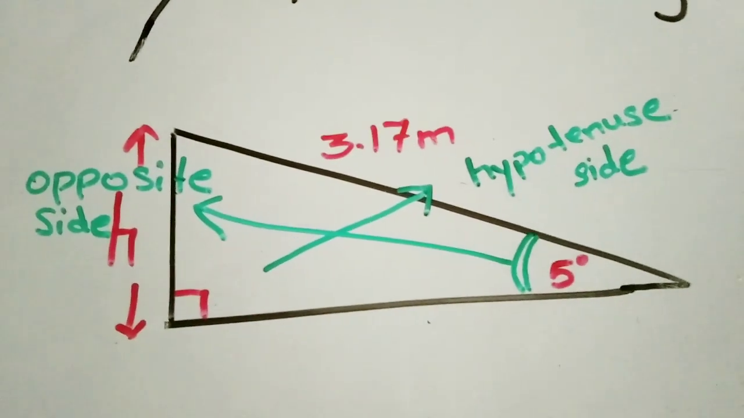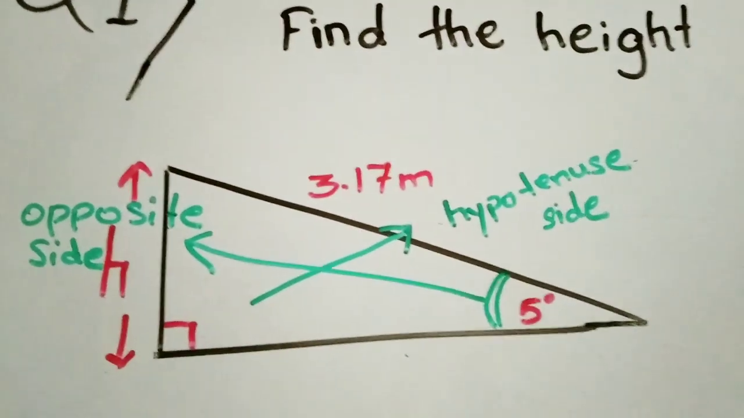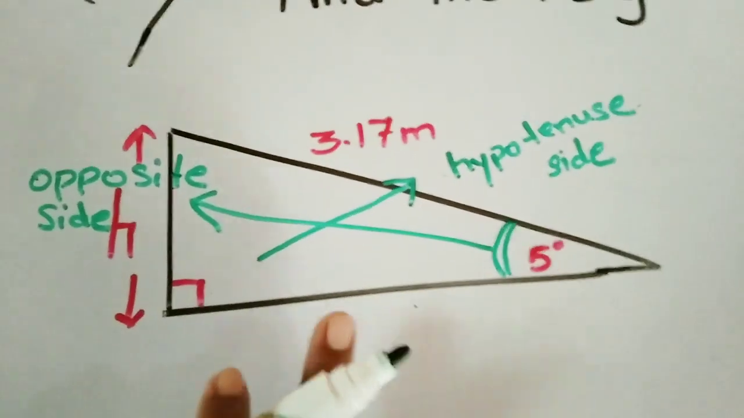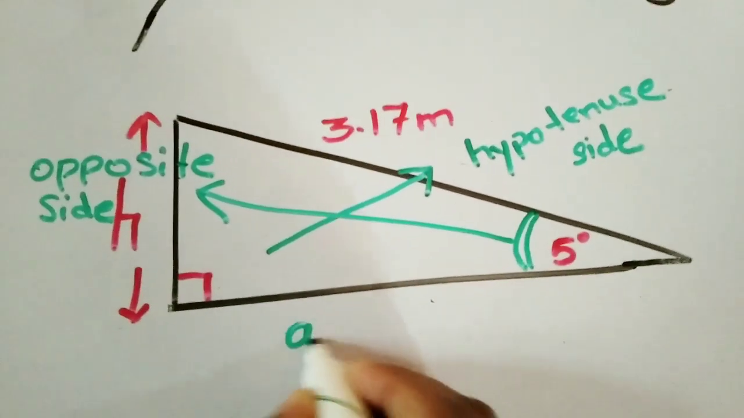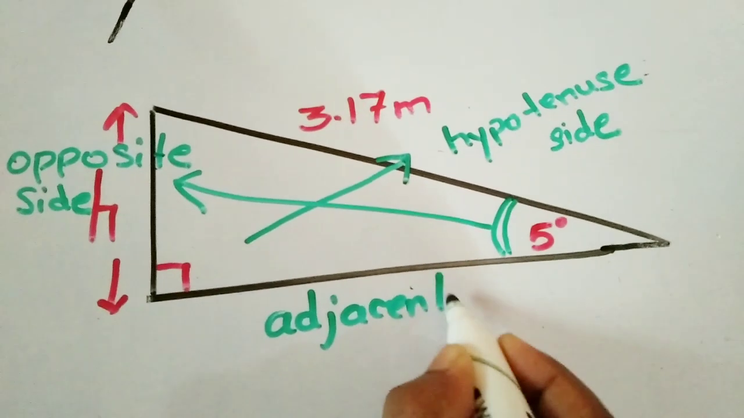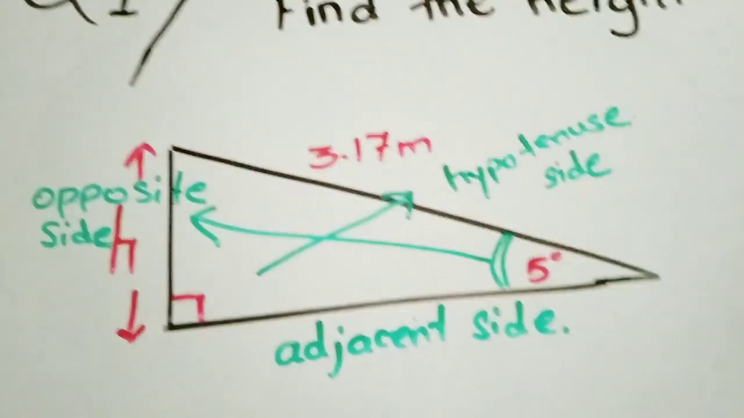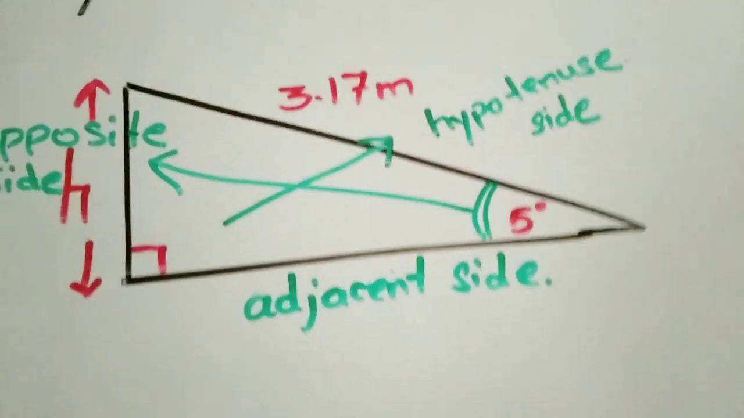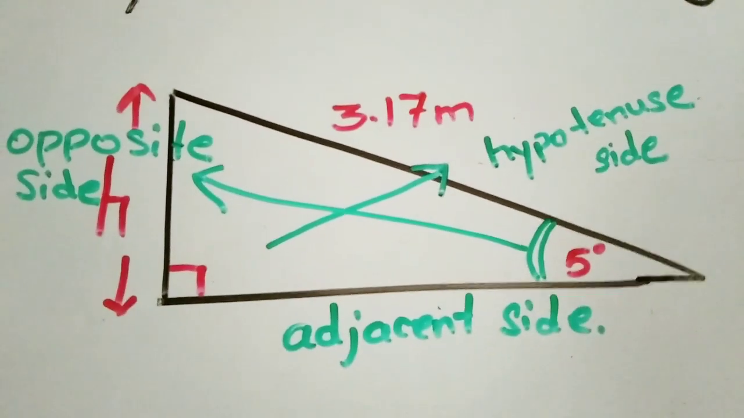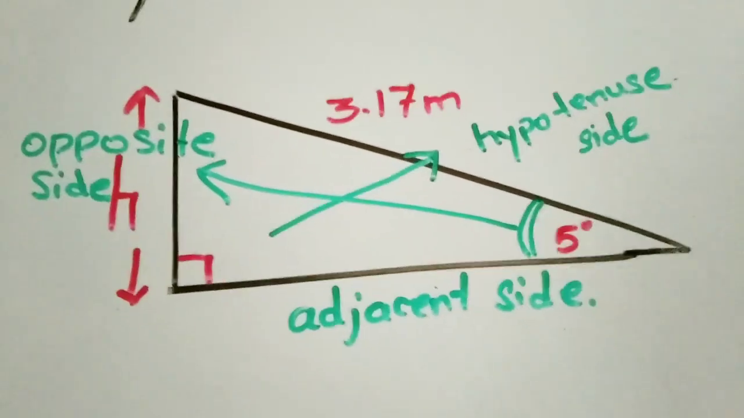Okay, the remaining side. What is the name of the remaining side? Can you remember? I told that in the previous video. Adjacent side. Very good. Opposite to the 90 degrees is the hypotenuse. Opposite to the given angle is the opposite side. The remaining side is called the adjacent side.